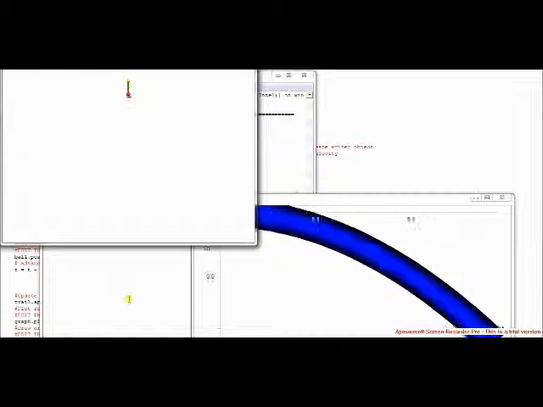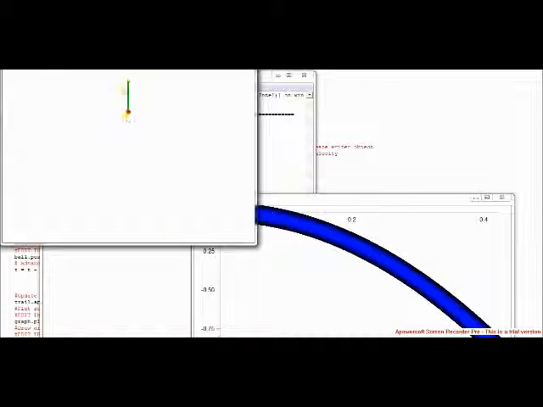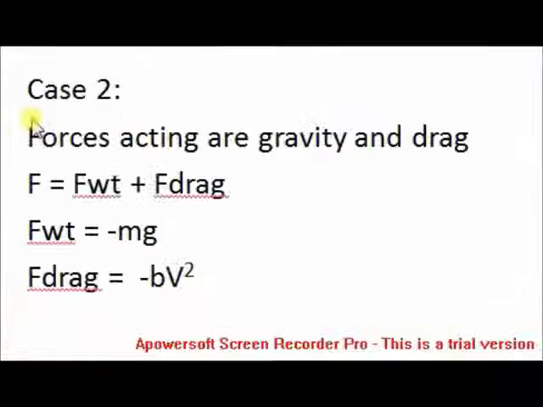So this shows the graph of the ball falling. So this is a perfect parabolic shape. So coming to the case 2, the forces acting on the ball were assumed to be gravity as well as the drag force. So in addition to the gravitational force in case 1, drag force was included in this case.